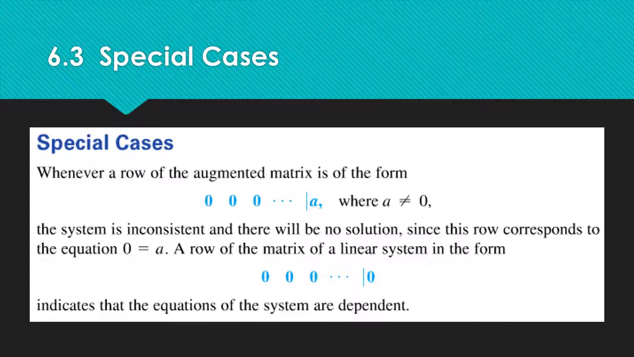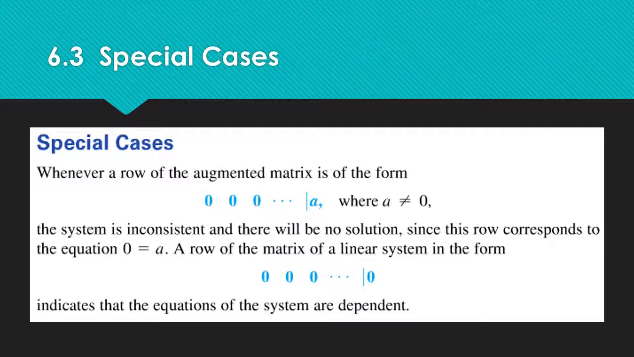One is whenever you have a row of an augmented matrix where everything is 0 except for the number on the other side of the vertical line, and that number A is not 0, the system is inconsistent and there will be no solution. Because basically what you're saying in this row is that 0 equals a number other than 0, which is not true.